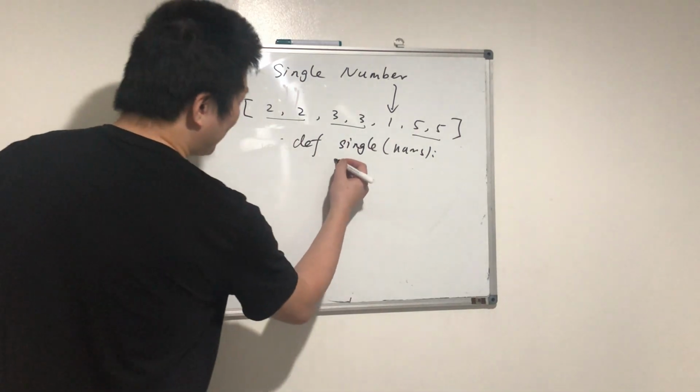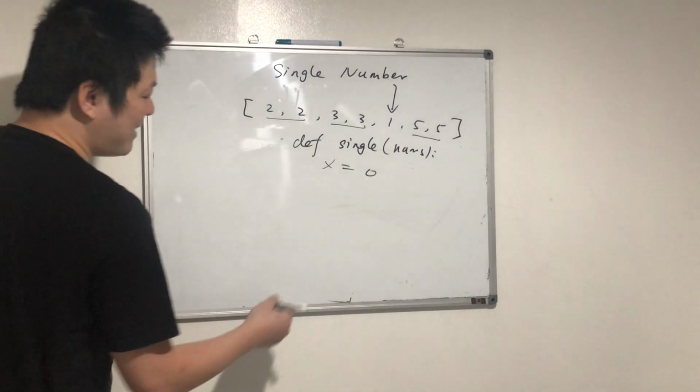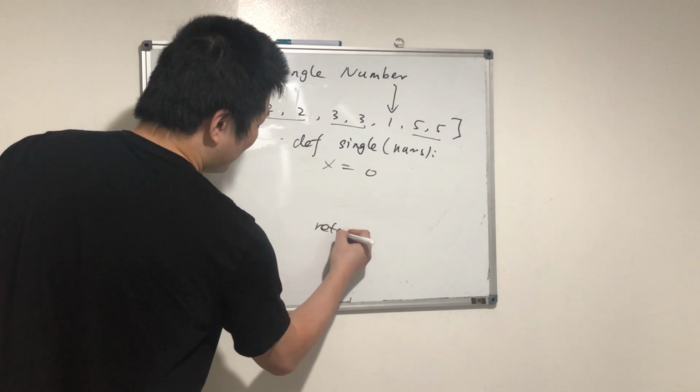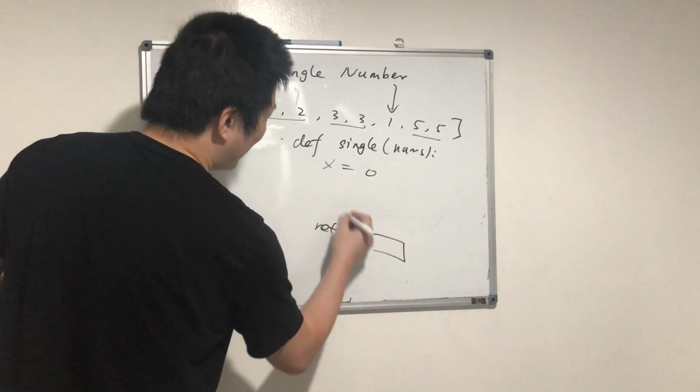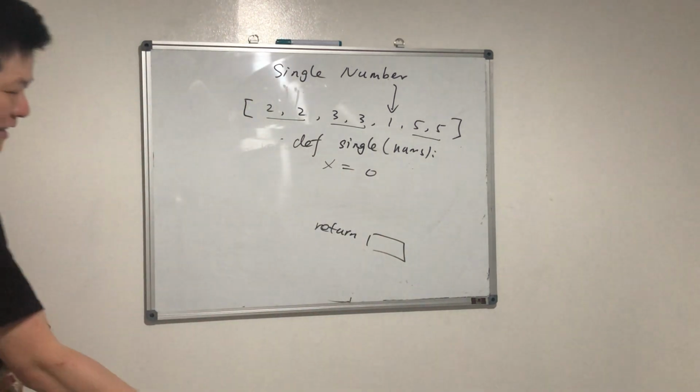Okay, I'll write it down for you. x equals 0, and then return something here, and then you write the for loop. Okay, that's it.